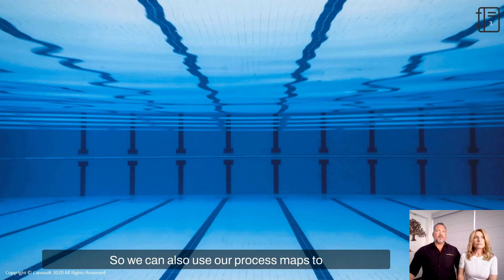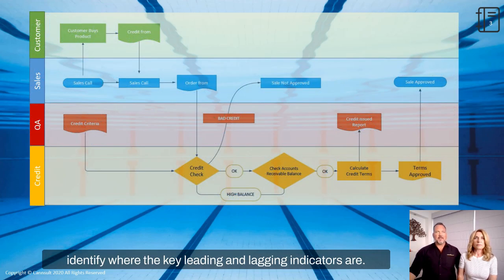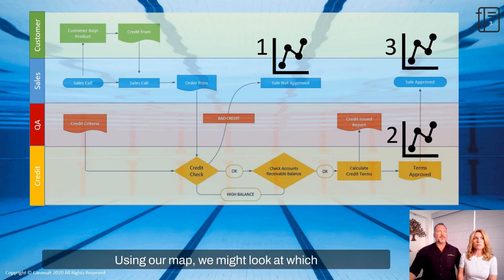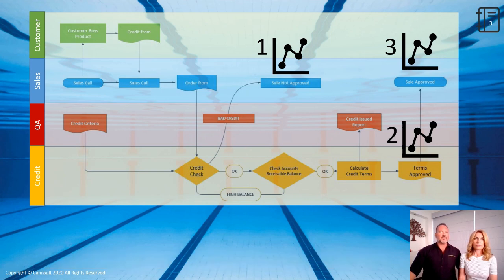So we can also use our process maps to identify where the key leading and lagging indicators are. We can identify the key results measures and the most likely causal factors to impact our results. Using our map, we might look at which steps were changed or where, during our analysis, we found the targets were not being met. The criteria for measurement selection includes usefulness of the data, timeliness, will there be time to take action, accuracy of the data, and the ease of getting the measurement. Can the data be gathered without disrupting the process and people?